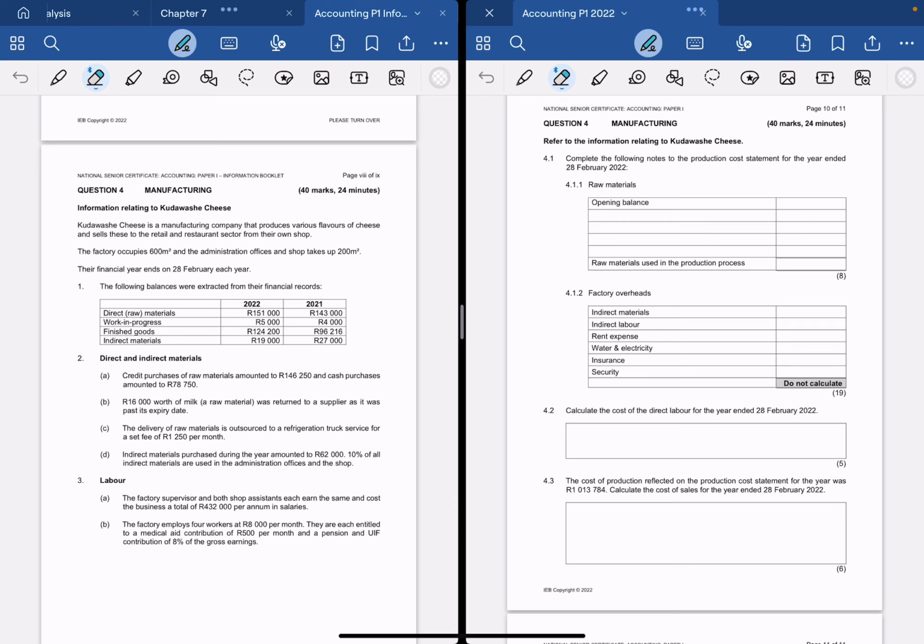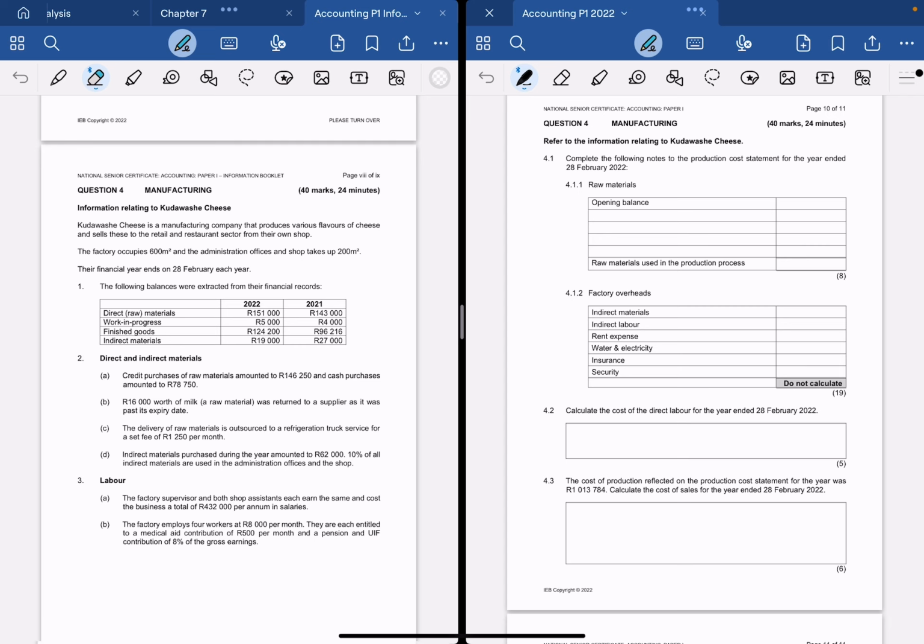So I'm going to be going through the 2022 IB Accounting Final question 4, which is the manufacturing question. I'm just going to walk you guys through how to approach this question, what to look out for, the calculations, all that type of stuff. You could pause the video to see if you could work through it yourself, get the answers right.